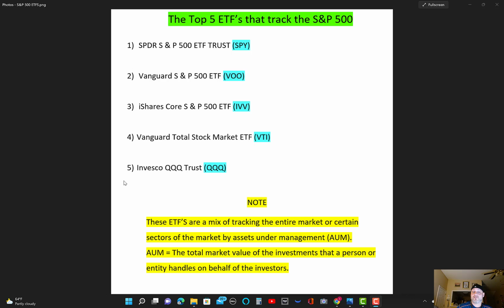Investing or diversifying amongst these 5 is a very safe, passive way to invest. It is something where you can throw $100 a week, $1,000 a month, or whatever you are able to do, and let it sit for 10 to 20 years, and the returns, the compound interest, would be ridiculous for you. Very low risk, very low management, and great returns for your future. These ETFs are a mix of tracking the entire market or certain sectors of the market by assets under management, also known as AUM. AUM equals the total market value of the investments that a person or an entity handles on behalf of the investors.